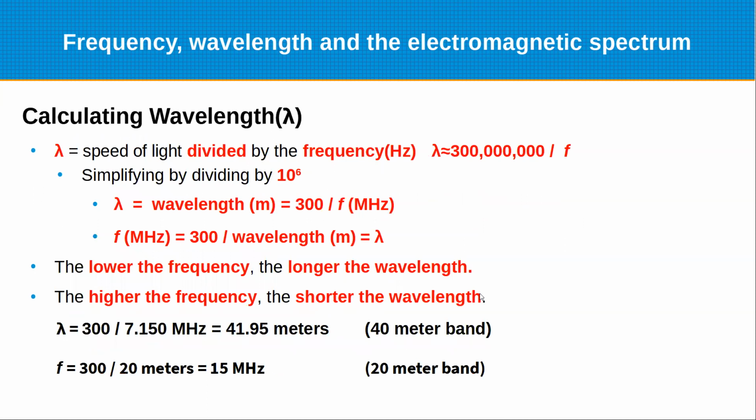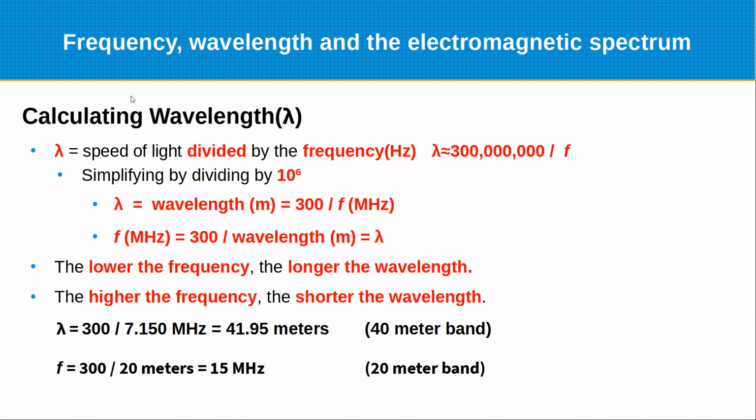And it only travels at that 300 million in free space, which basically means a vacuum. To calculate it, we use the symbol lambda, which is that funny looking thing. We divide the speed of light by the frequency, and that will give us the distance or the wavelength.